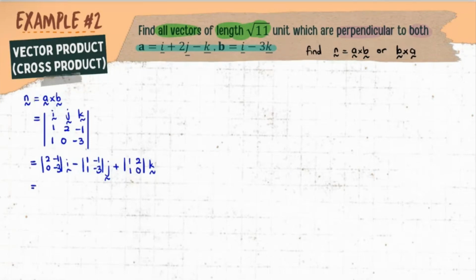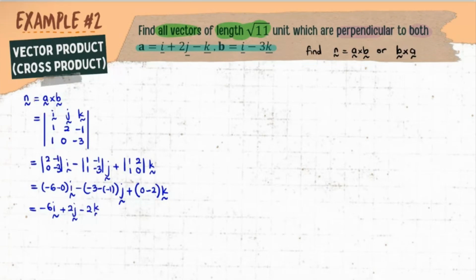Lepas tu barulah kita buat operasi dia. Negatif 6 tolak 0, so negatif 6 I tolak negatif 3 tolak negatif 1, so negatif 3 tolak negatif 1 J tambah 0 tolak 2 K. So my result will be negatif 6I. Negatif 3 tambah 1 negatif 2. Negatif will be positif 2J minus 2K. Okay, ini apabila kita buat A cross B.